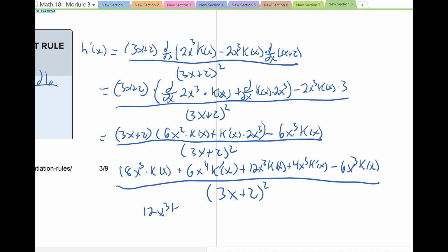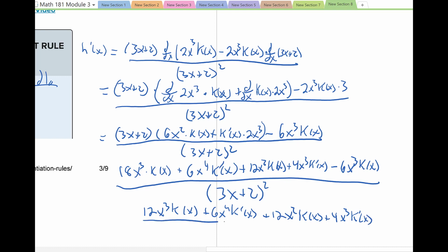12x cubed k of x plus 6x to the 4th k prime of x plus 12x squared k of x plus 4x cubed k prime of x.